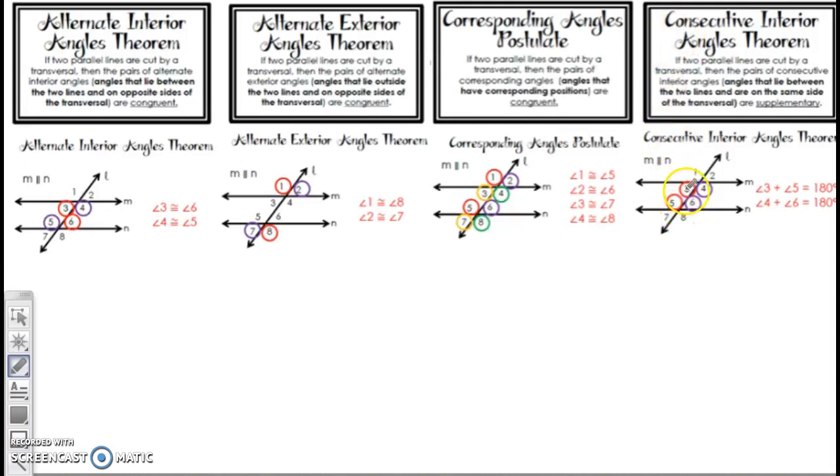Hopefully you can just look at these angles, like 5 is an obtuse angle and 3 is an acute angle. So hopefully you can look at them and tell that they're not congruent. These angles are supplementary. They add up to 180 degrees. So if they're on the same side inside the parallel lines, they are supplementary. Those are called consecutive interior angles.